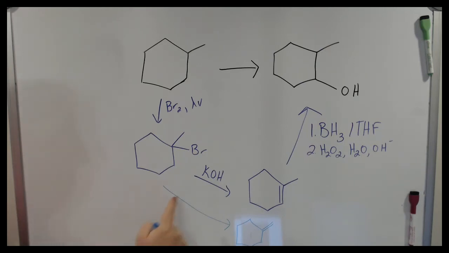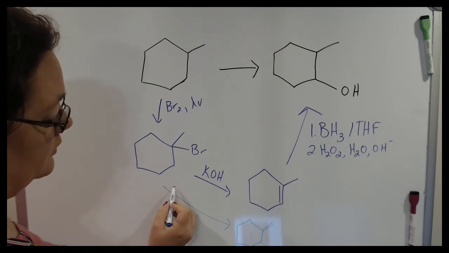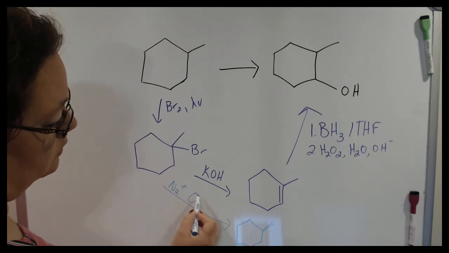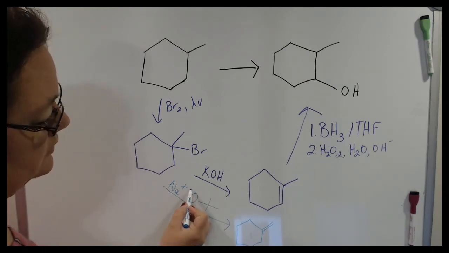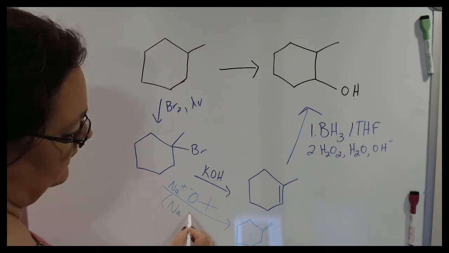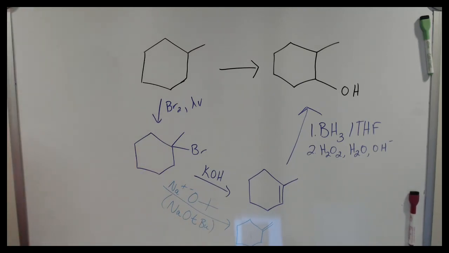To do that, you need to have a big bulky base, one that will not come in here as easily, but rather goes to the end of that primary end right there. And so to do that, you would usually do something like Na plus, O, and then there's this tert-butyl. So in other words, that's another way to write this: NaOtBu. So sodium and then oxygen with a tert-butyl group.